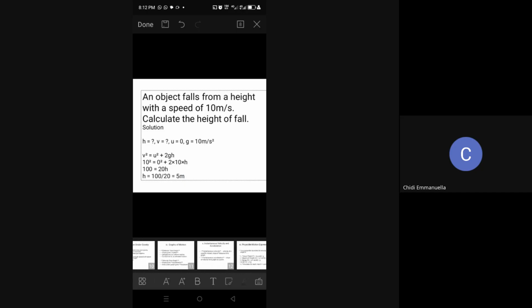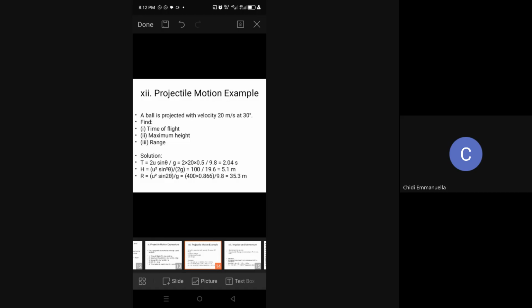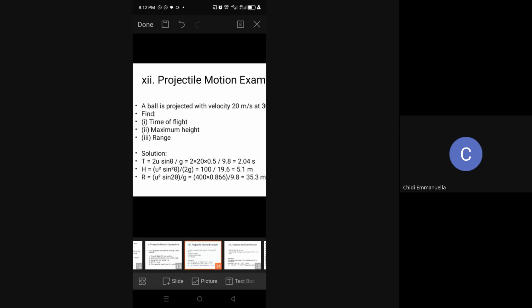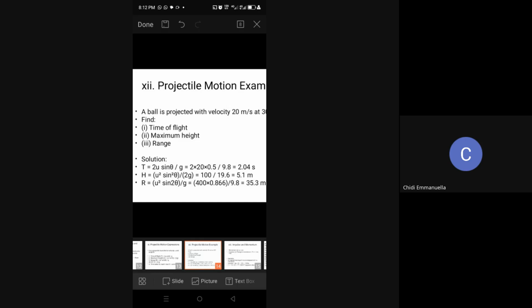Okay, so let's look at projectile, please. Our time is going. We should be able to solve one or two questions on the projectile. So this is a question. A ball is projected with velocity 20 meters per second at 30 degrees. Find time of flight, maximum height, and range. We've already written down their formulas. The formula for time of flight is 2u sine theta over g.